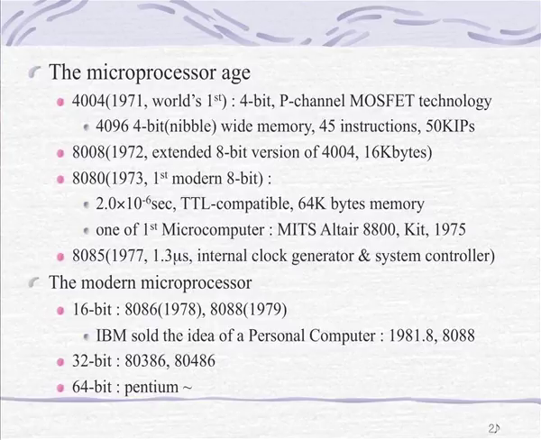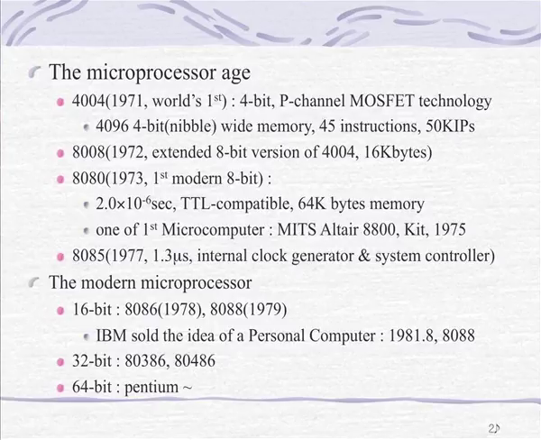Then with advancement, in 1972 the next processor came, that was the 8008. It was the first 8-bit processor and it used 16 kilobytes of memory. Then came the 8080, developed in 1973. It was the first 8-bit microprocessor with a few advanced instructions. It was TTL compatible and the advantage was that it could use 64 kilobytes of memory. One of the first microcomputers, the MITS, made use of this processor.